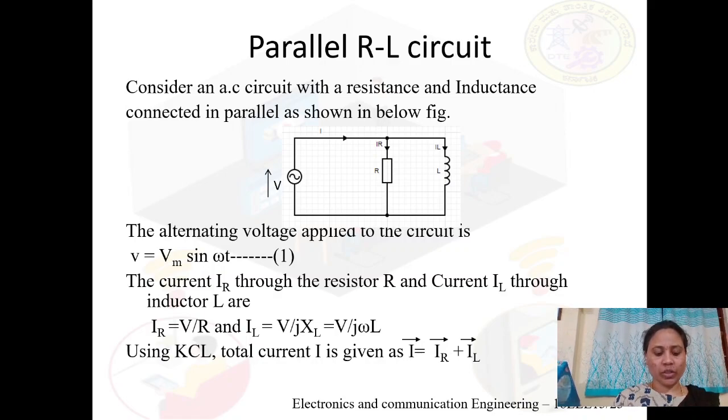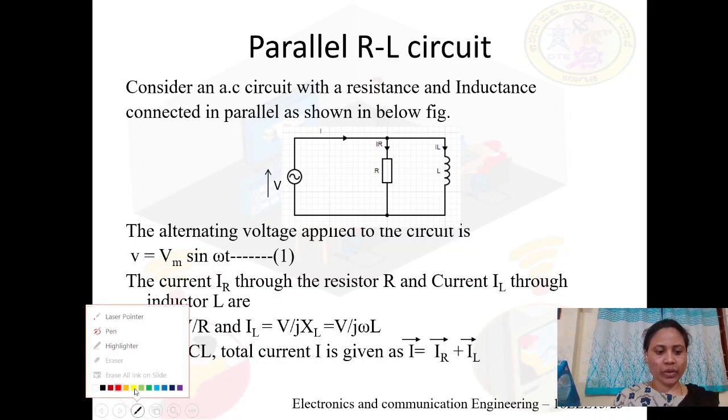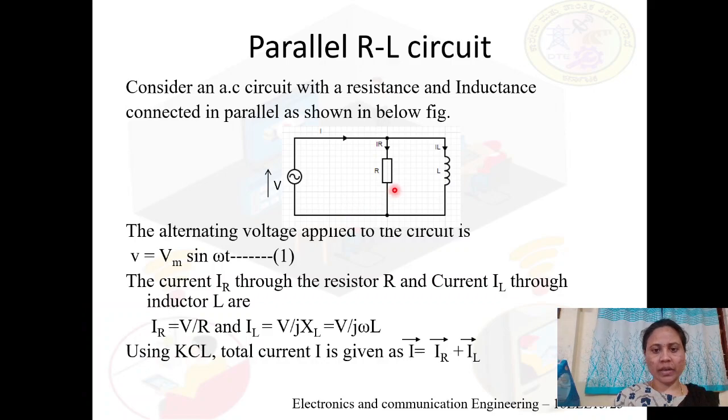Now let us continue our discussion on parallel AC circuits. That is, when we connect RL, RC and RLC components in parallel, what will be the relationship between voltage, current and also the power? Let us start with the parallel RL circuit. Here, when we connect R and L components in parallel, the circuit looks like this.